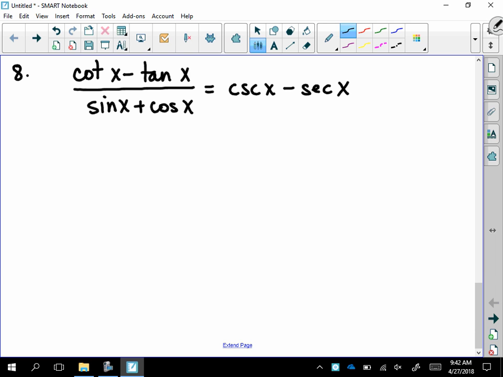All right, 8's kind of a fun one, really, because it has all 6 trig functions. Cotangent minus tangent over sine plus cosine equals cosecant minus secant. But none of them are squared, so Pythagorean identities are out. So even though we do have all 6 trig functions, let's just change everything to be in terms of sine and cosine.